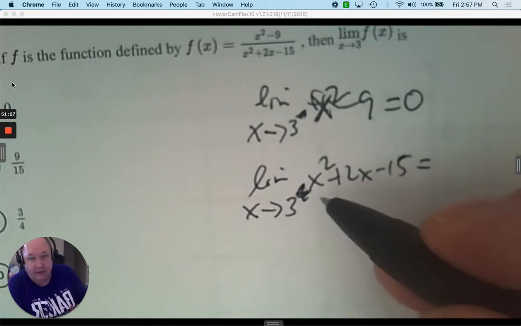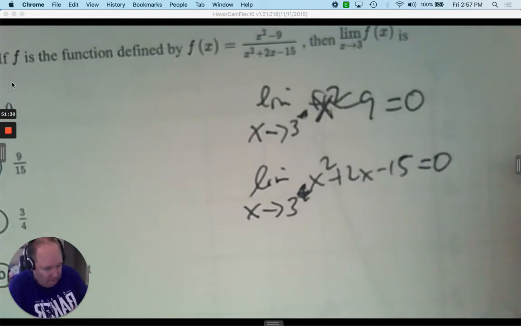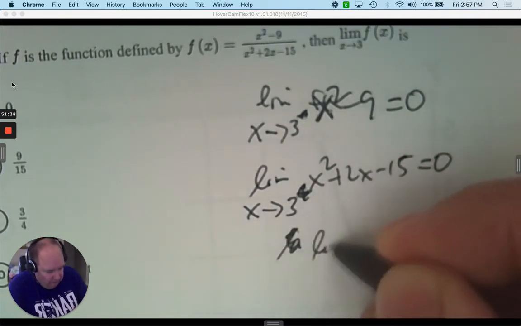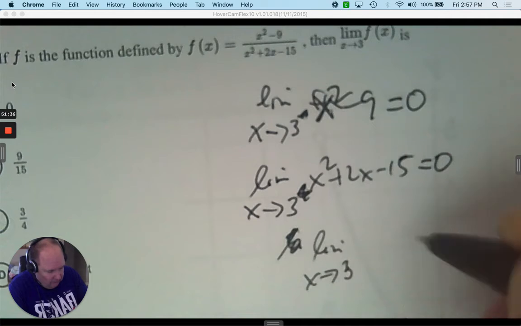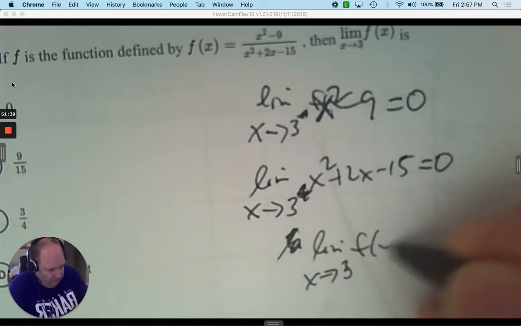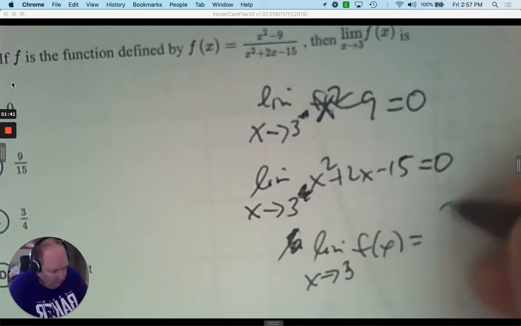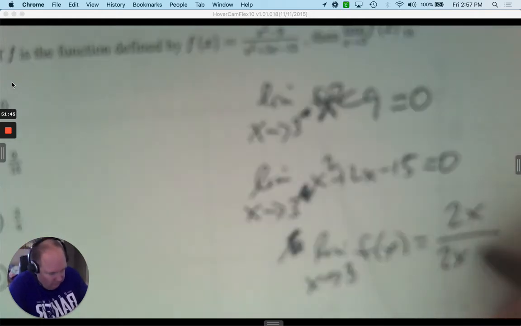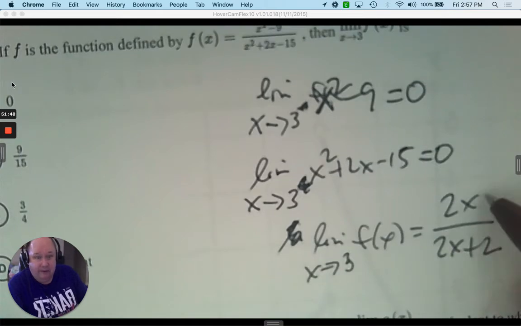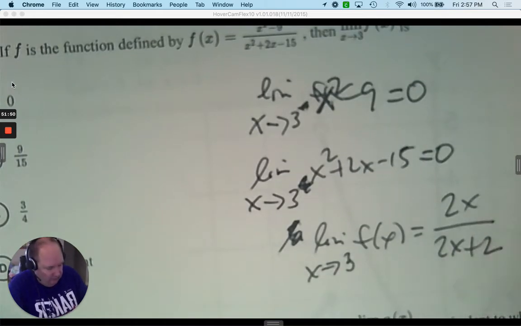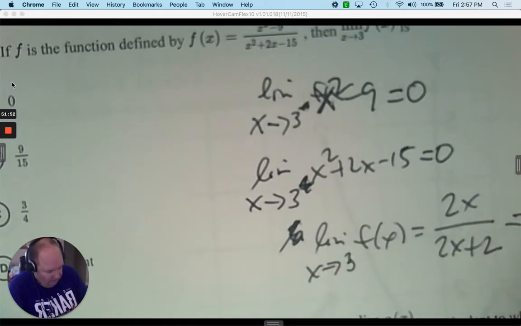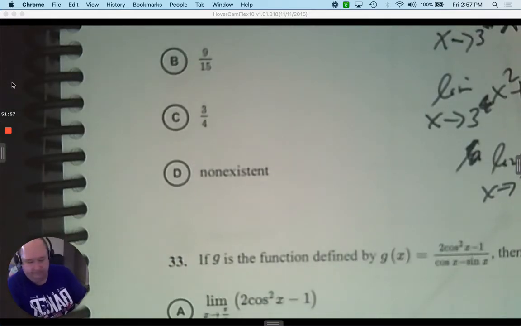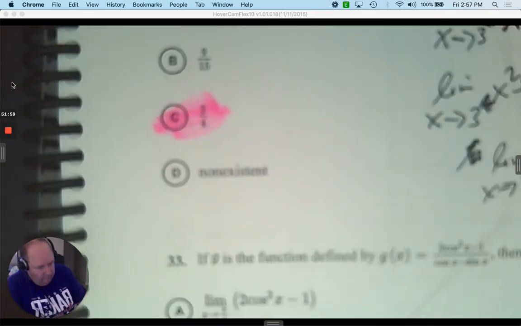Notice this one, you get 9 plus 6, that's 15, take away 15. It is indeterminate, so I can use L'Hopital's rule. So the limit as x approaches 3 of f at x, you can take the derivatives, that's 2x, and the derivative, which is 2x plus 2, and then you plug in. So if you plug in here, you get the answer 6 over 8. That's 3/4. Number 33.